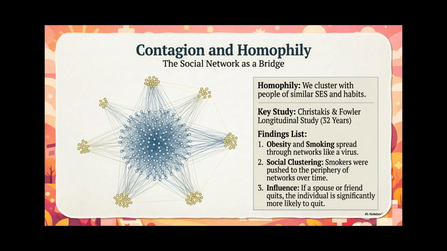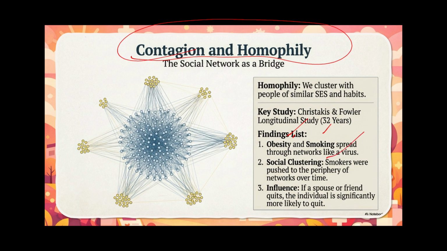Also very important is the idea of contagion and homophily, about how strong your social networks are. Kung ano yung health behaviors ng mga taong nakapaligid sa'yo, you're more likely to act like them. So for example, obesity and smoking spread through networks like a virus, like people who are close to you. When you have more friends, more family members who are obese, it is also a risk for you to be obese or have obesogenic behaviors.